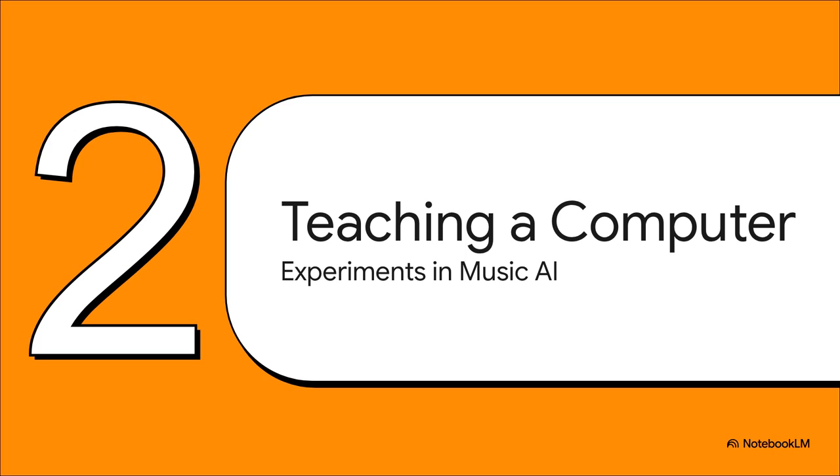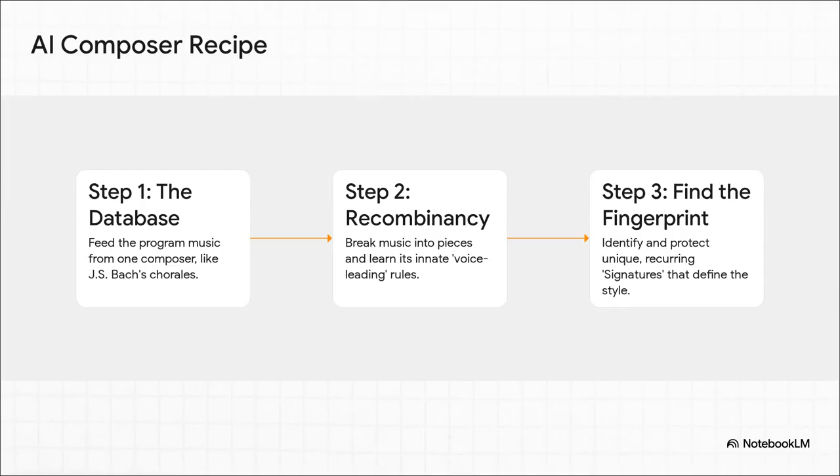Okay, Section 2. Now we're jumping into the modern era to talk about teaching a computer how to compose. And we're going to focus on David Cope's incredible program, which he called Experiments in Musical Intelligence. So, how in the world do you teach a computer to compose like, say, Bach? Well, Cope's method was kind of like a 3-step recipe. Step 1, the database. You basically feed the computer a massive diet of one composer's music. Let's say all of J.S. Bach's chorales.